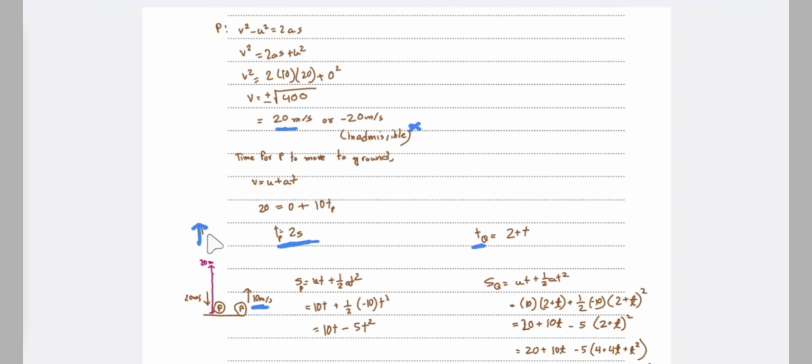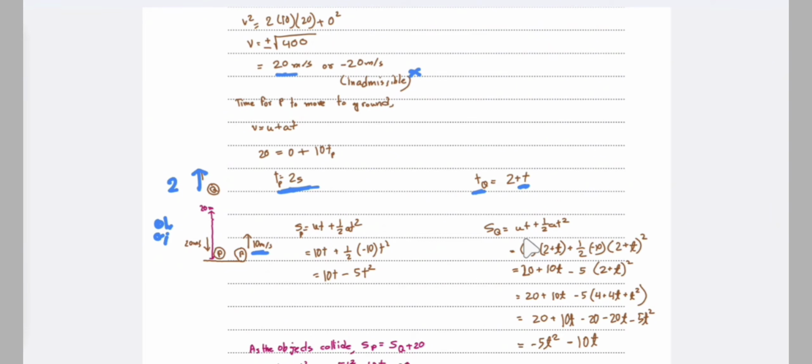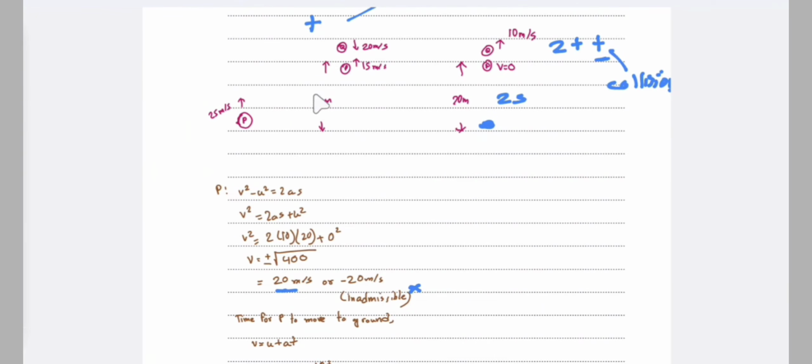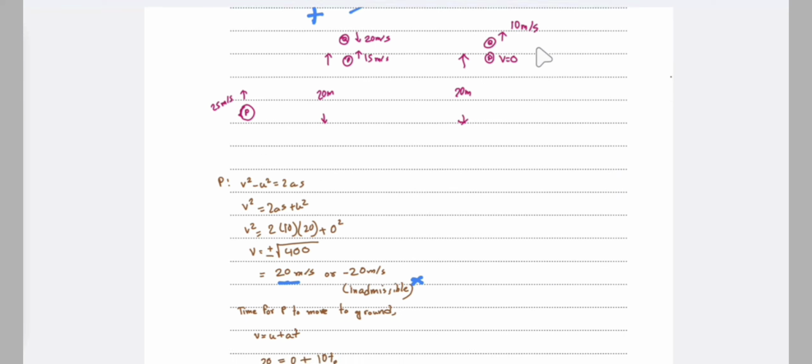So when P reaches the ground, Q is obviously moving upward. So it is moving upward for 2 seconds. Then for time t, this is the next collision between P and Q. So the time for Q is 2 plus t. So the distance of Q, S is equal to ut. What is the initial speed for Q? Initially it is moving upward with 10 meter per second after the collision.